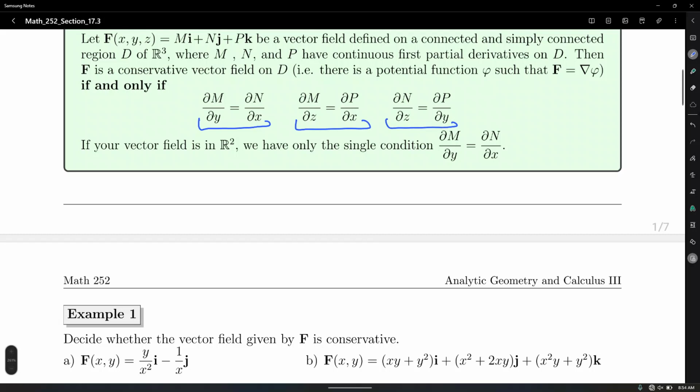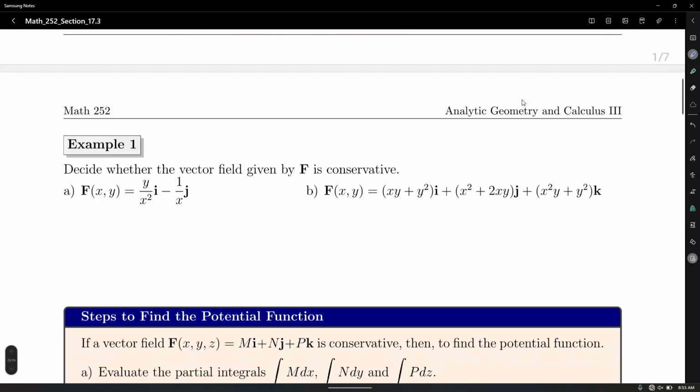That means we need to, what's that? We need to find 6 partial derivatives, set them equal to each other in this unique way, and show that indeed it's conservative. However, if the vector field is only in R2, we only need to check one condition. The partial of M with respect to y equal to the partial of N with respect to x. Well, let's see this in action, and hopefully see what it is about.